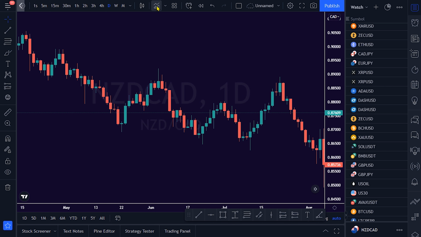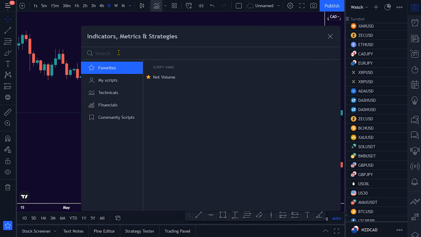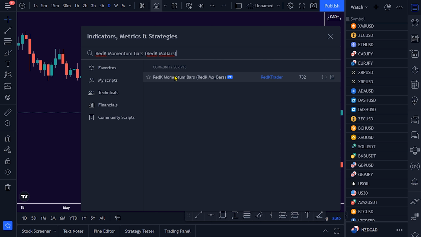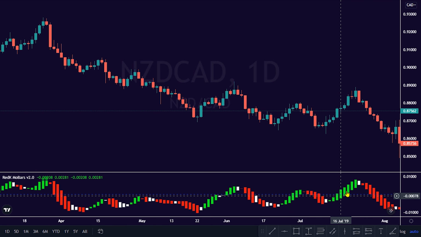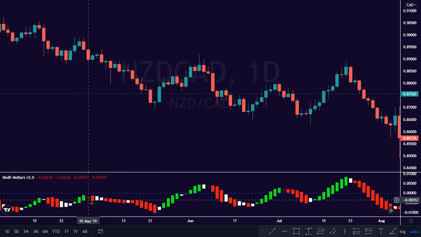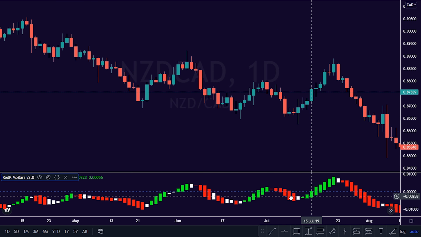To apply this indicator on the trading chart, type the keyword RedK Momentum Bars, RedK Mo Bars, on the indicator folder here, and select the RedK Momentum Bars, RedK Mo Bars, EP by ctrader. Here's this indicator at the bottom of our trading chart. This trading indicator looks like the Mark D.